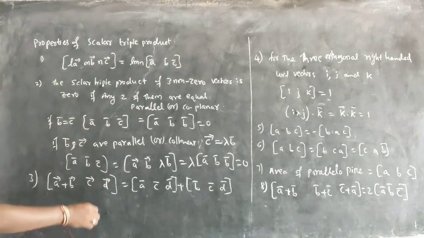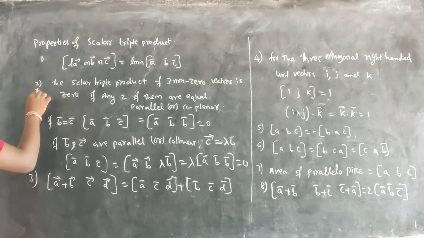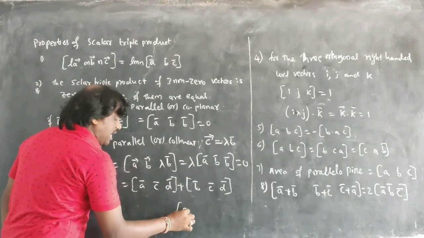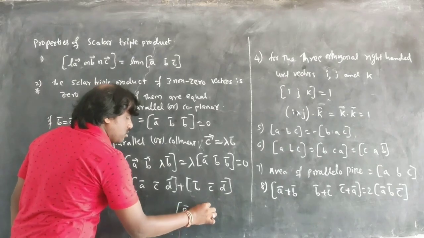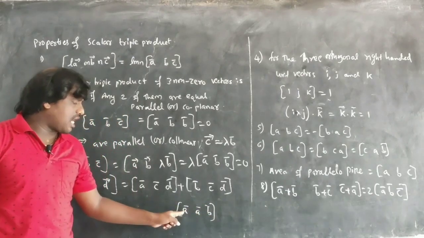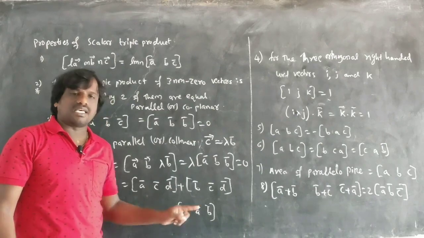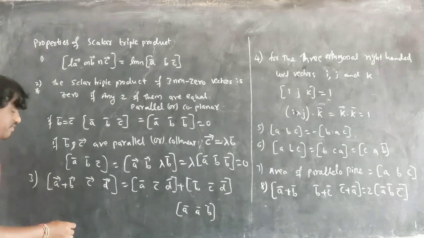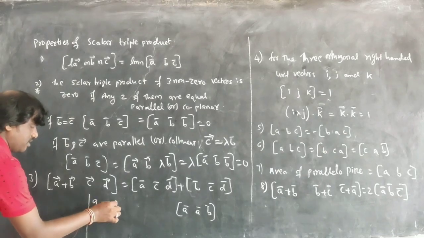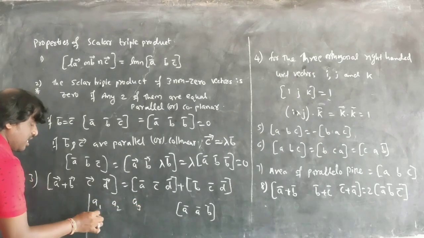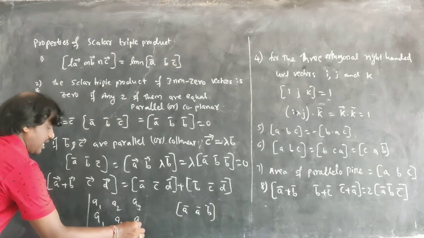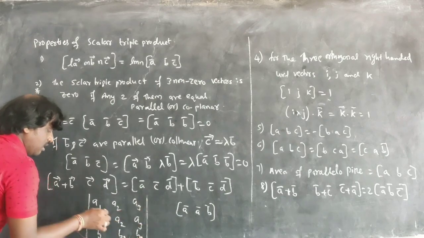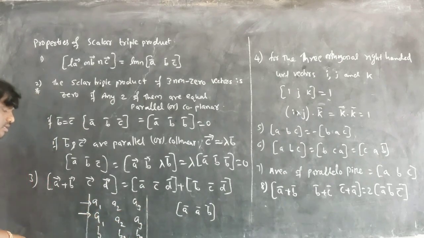Another one: the scalar triple product of three non-zero vectors is 0 if any two of them are equal. This is the most important one. Suppose you have the box A, A, B. It means two rows are the same: A1, A2, A3, A1, A2, A3, B1, B2, B3.